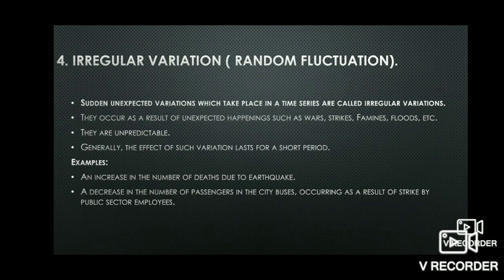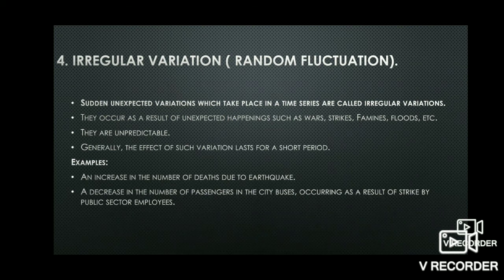So the last component is irregular variation or random fluctuation. From the name itself we understand that the variation is not regular. That is, sudden unexpected variations which can take place in a time series are called irregular variations. They occur as a result of unexpected happenings such as wars, strikes, famines, floods, etc. These are unpredictable, and generally the effect of such variation lasts for a short period of time.